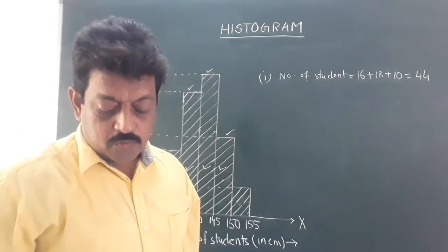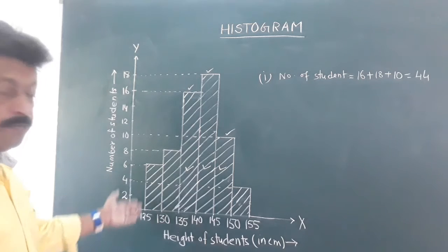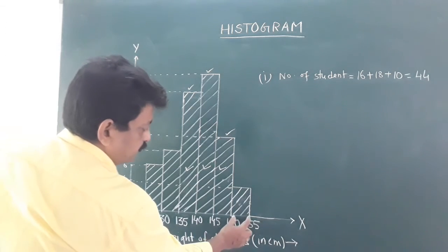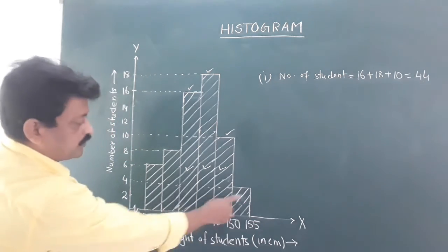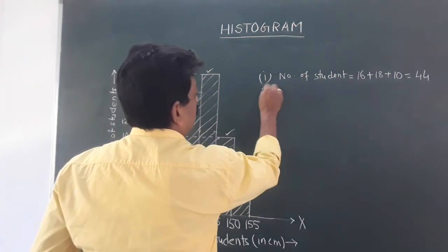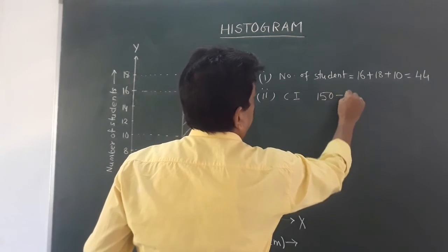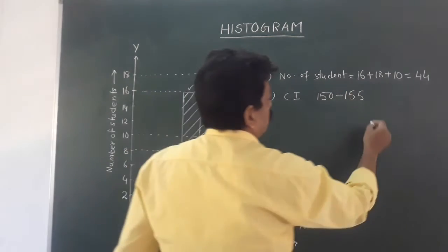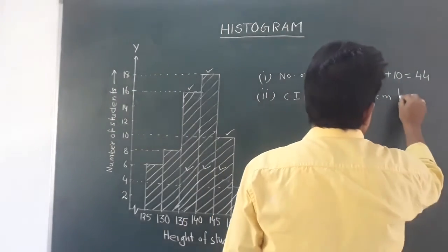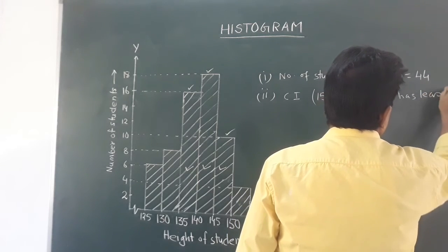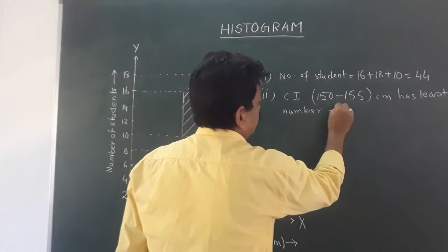The second question, which class interval has the least number of students? Just see the histogram. Least number of students, this one. The class interval 150 to 155 has least number of students, only 4. So answer is class interval 150 to 155 centimeter has least number of students.